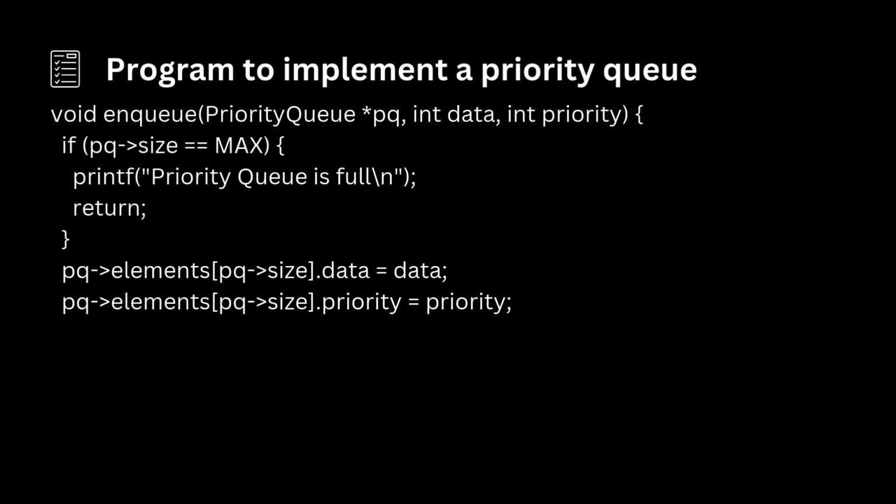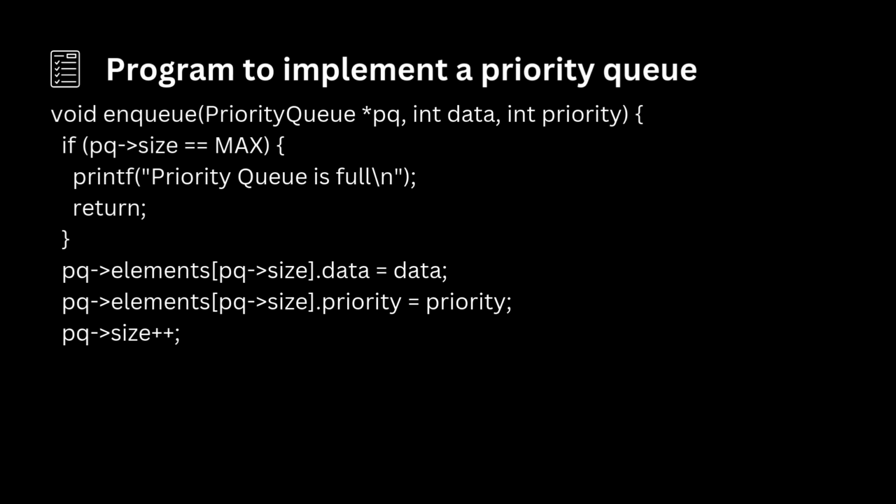It assigns the data and priority values to the element at index PQ in the elements array of the priority queue. Since the queue is 0 indexed, this effectively adds the element at the end of the array. Then it increments PQ to reflect the addition of the new element.